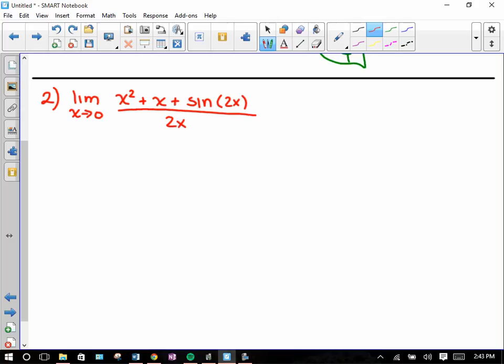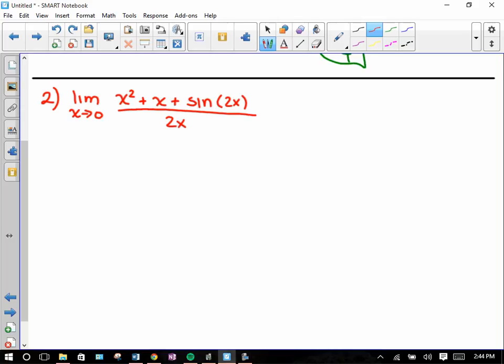Now, I see the numerator and can break it up. I also see that there's a sine of 2x and a 2x here. So right there, that's telling me, if I can break this up and just get sine of 2x divided by 2x, I'm good to go with that part. What you need to remember is that with limits, just like derivatives, if there's plus signs up here, you can start breaking this apart.